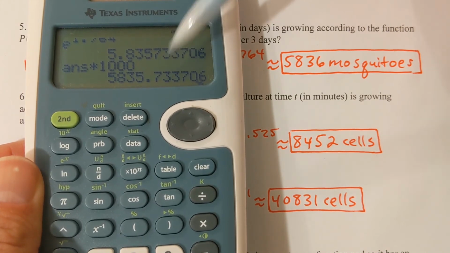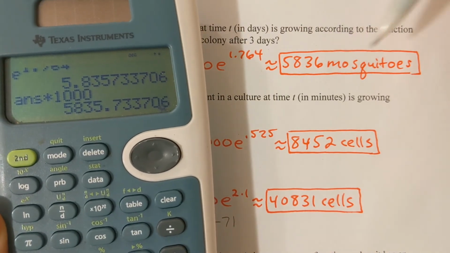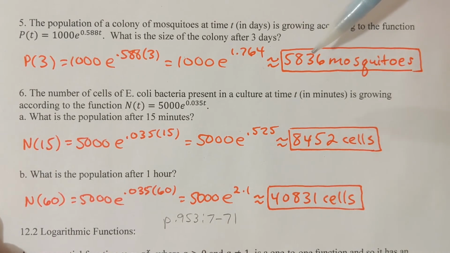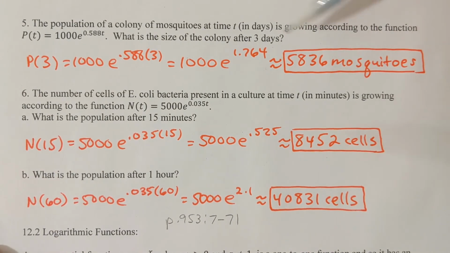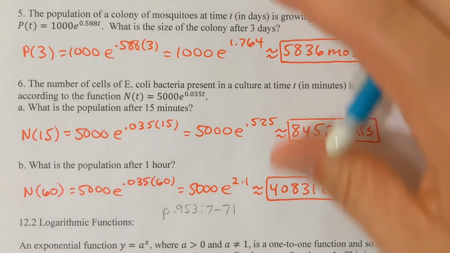It's either a mosquito or it's not a mosquito. And so I would just round to the nearest whole number, round as you normally would, okay? Roughly about 5,836 mosquitoes would be the size of the population then after 3 days. Problem 6.